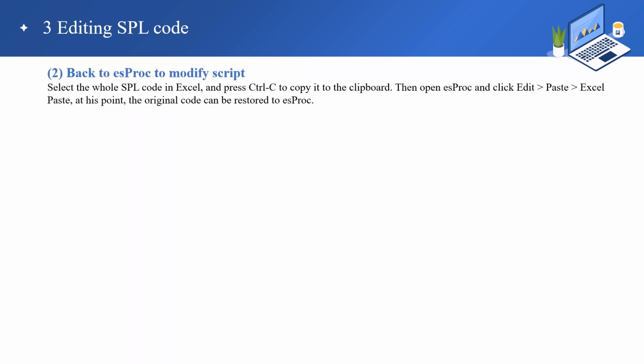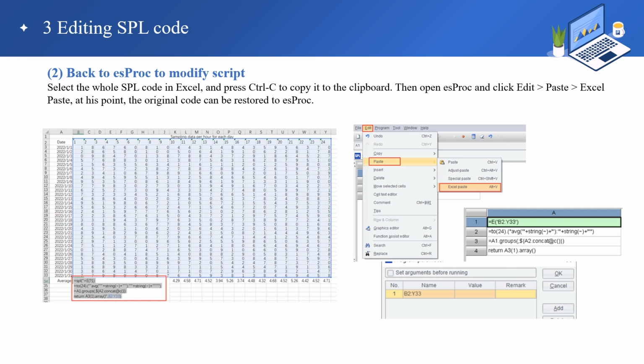In the above example, after the code is copied to Excel, we might close the SPROC and not save the code. In this case, if the code needs to be modified, it is inconvenient to modify it directly in Excel. To solve this problem, we can use the Excel paste feature of SPROC to copy SPL script back to SPROC for modifying. The specific method is as follows: select the whole SPL code in Excel, and press Ctrl-C to copy it to the clipboard. Then open SPROC and click Edit, Paste, Excel Paste. At this point, the original code can be restored to SPROC, as shown in this figure.